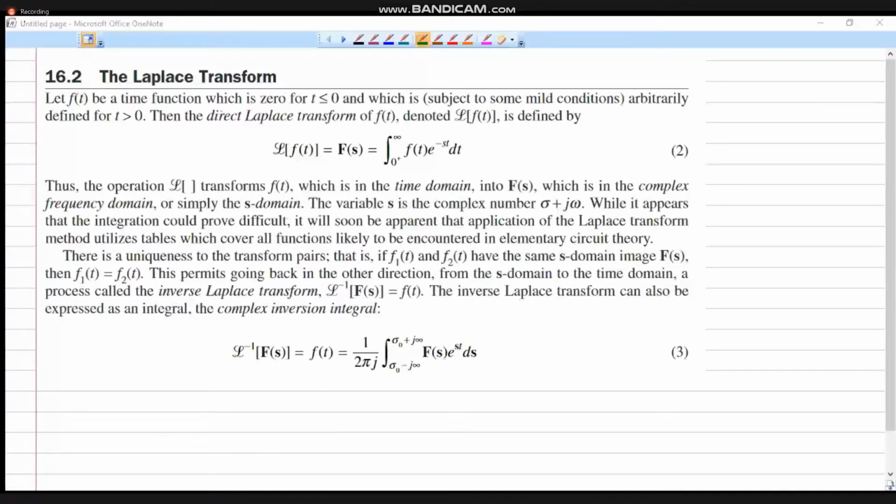So today's topic is on Laplace transform. Okay, so have you undergone any course on Laplace transform before? Maybe in your engineering mathematics, you would have undergone a course in that.